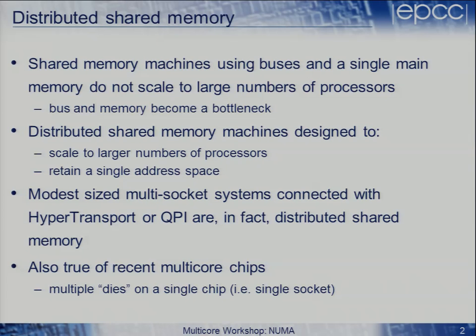So what you do is you try and build a distributed shared memory machine. It's designed to scale to a large number of processors, but still have the single address space, meaning you can still run threaded programs across them. You can have a single process accessing all the memory. And in fact, these kind of modest-sized multi-socket systems like we're talking about here, maybe a couple of 8 or 16-core processors clipped together, connecting over HyperTransport, are actually an example of distributed shared memory.